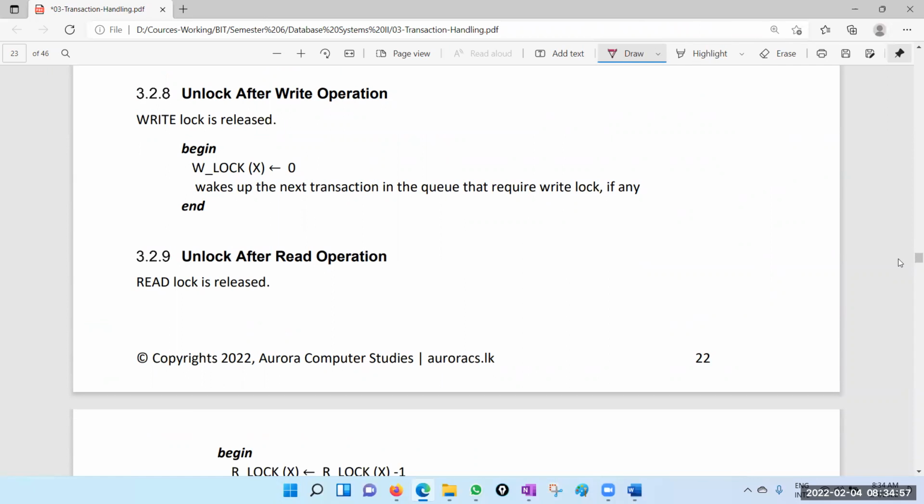So once you release your write lock or exclusive lock, your DBMS is going to wake up a particular transaction which is in the queue at the front, which is waiting for either read lock or write lock. Because it may be waiting for the read lock or the write lock, right? So if some transaction is waiting for read or write lock, the first transaction will be notified. Okay, when you release your write lock.